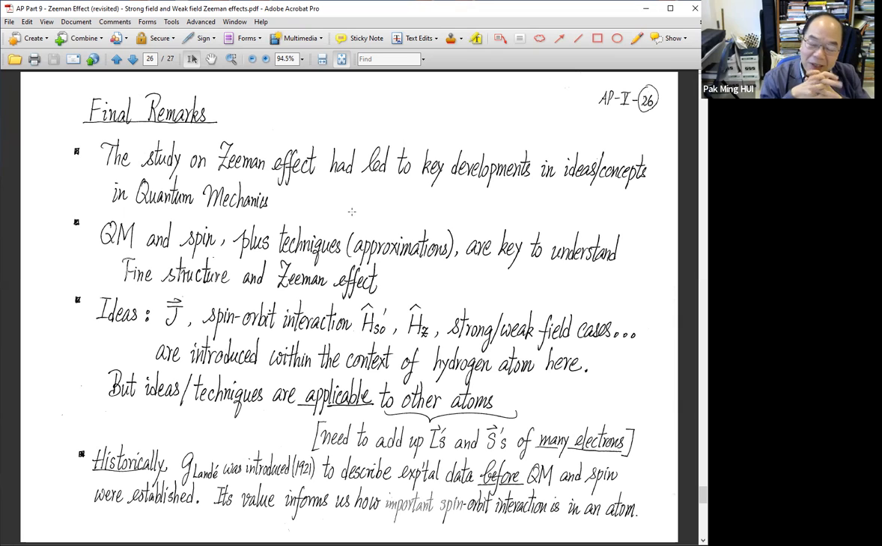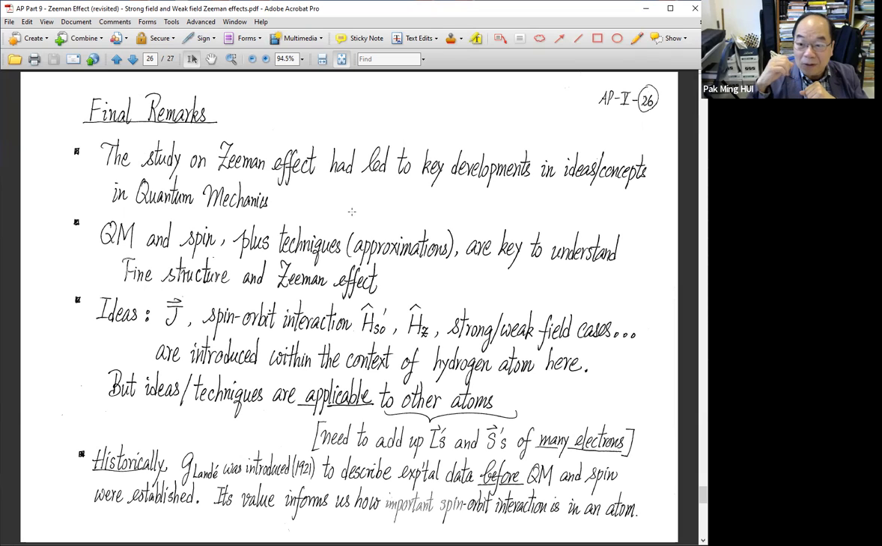So we saw that the Zeeman effect, an experimental approach, take a gas of atoms, apply a magnetic field, look for the spectrum, actually had led to many important developments in the ideas, in the concepts, in the techniques in quantum mechanics. In order to understand this Zeeman effect, we need to develop many quantum mechanical ideas.